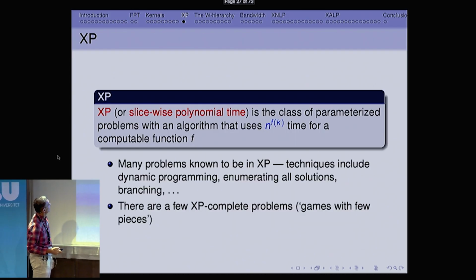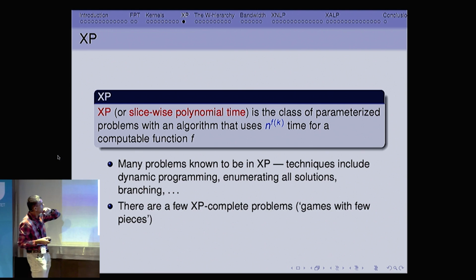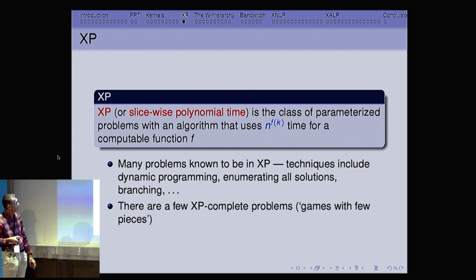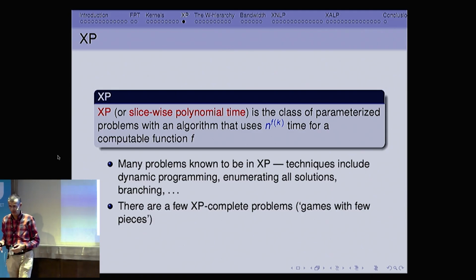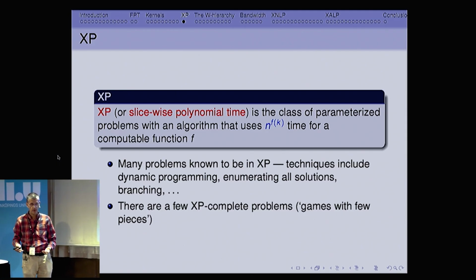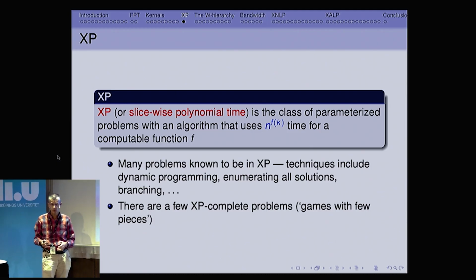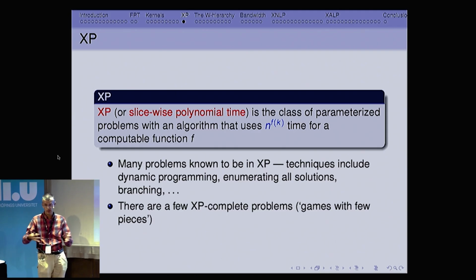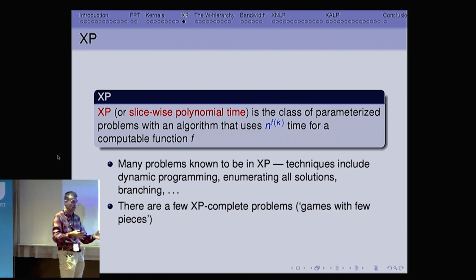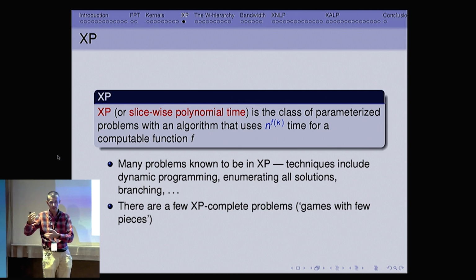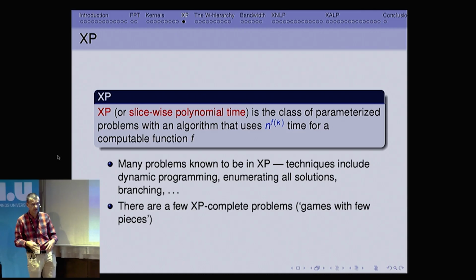Okay, so this was the FPT part. Now I discuss XP, and that's the problems which have an algorithm whose time is n to a function of k. Again, I want this function to be computable, and many problems are known to be in XP, often by using dynamic programming or branching, but in some cases you can show that the problem is in XP by just trying all possible solutions. For instance, if you have a question, are there k vertices such that some property holds, you can just try all n to the k different sets, and if the property can be tested quickly, then you're done.